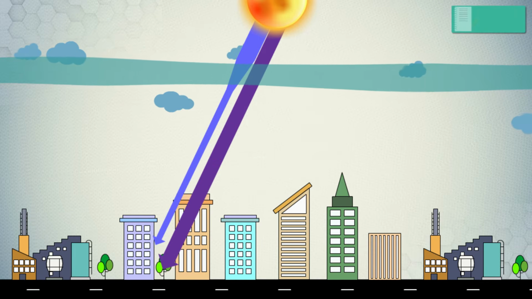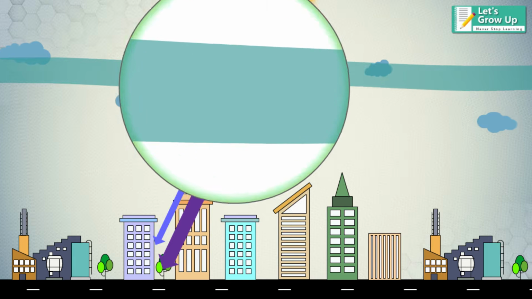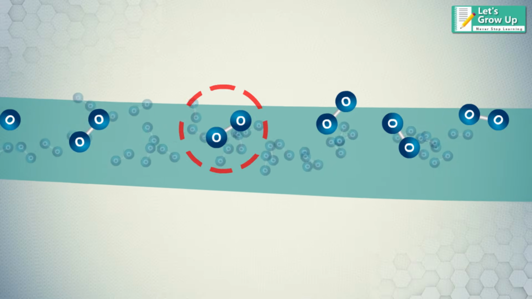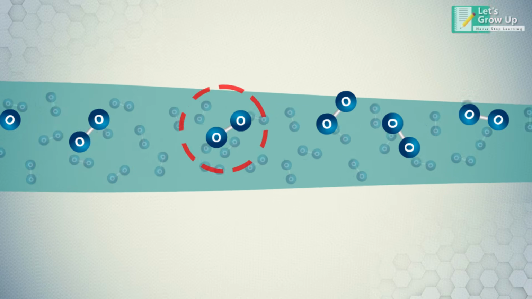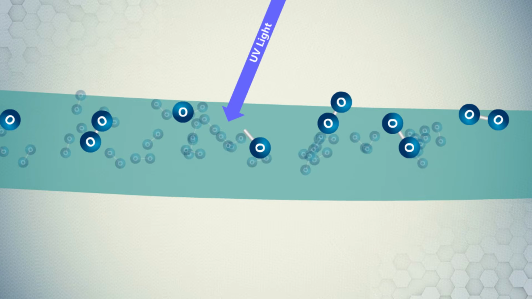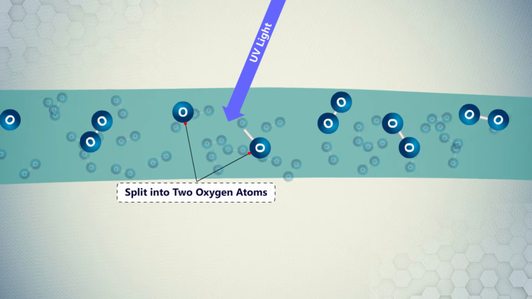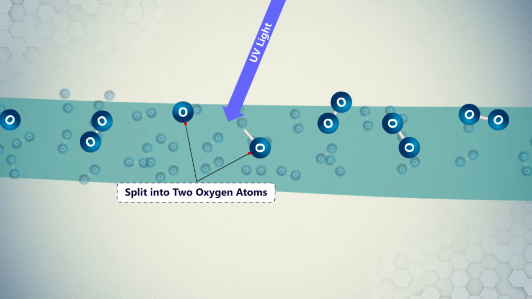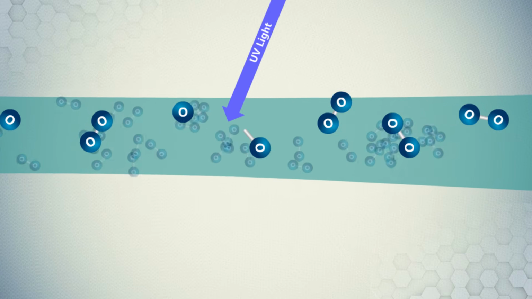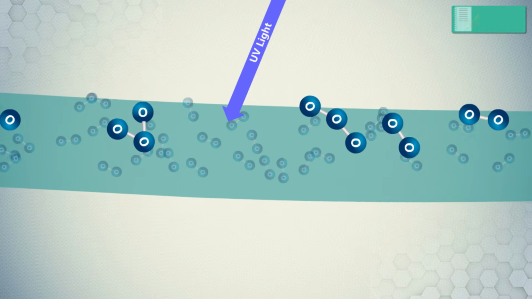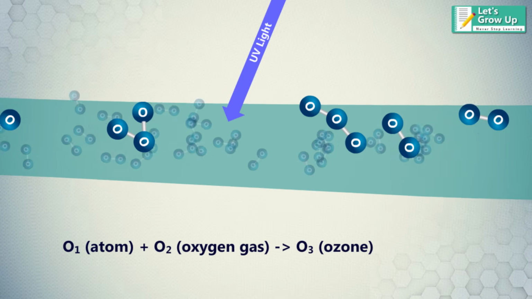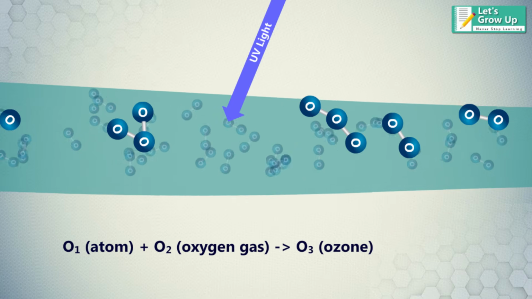Let's understand how the ozone layer absorbs UV light and how ozone is produced in this layer. Oxygen gas has 2 atoms of oxygen per molecule. It is present in the atmosphere. High-energy UV light collides with the oxygen molecule, causing it to split into 2 oxygen atoms. These atoms are unstable, and they prefer being bound to something else, so the free oxygen atoms smash into other molecules of oxygen, forming ozone. Remember, 1 oxygen atom plus oxygen gas makes ozone.